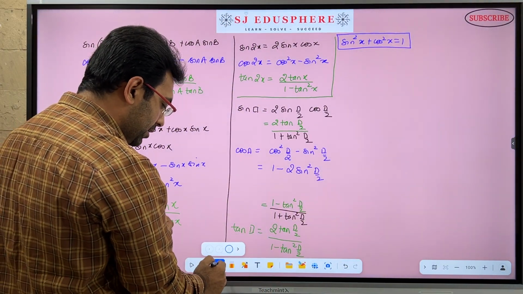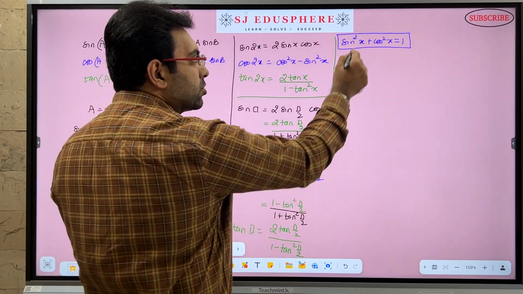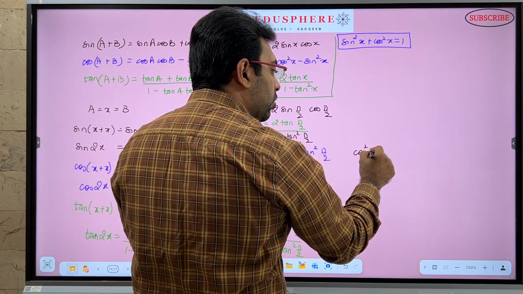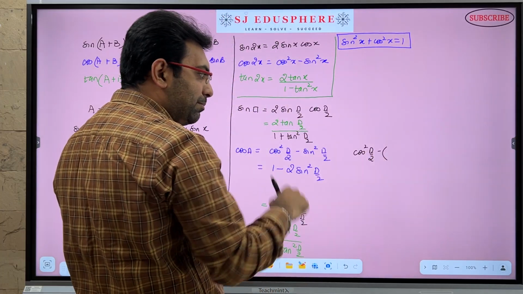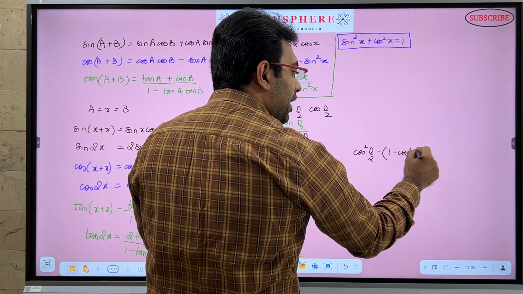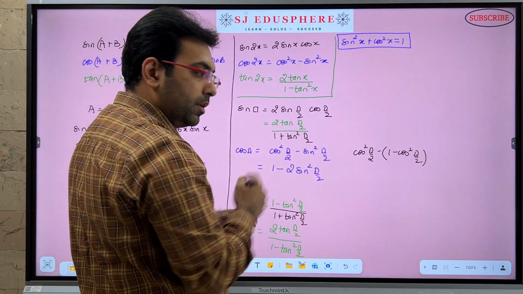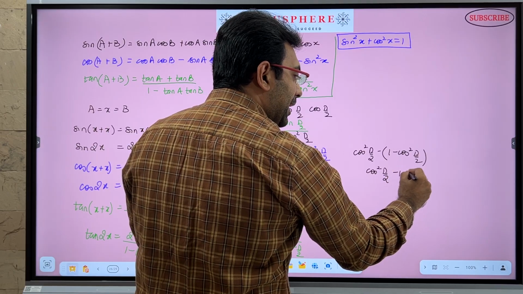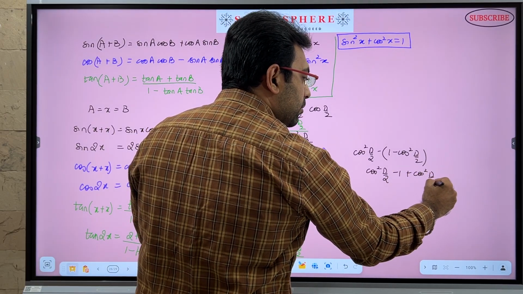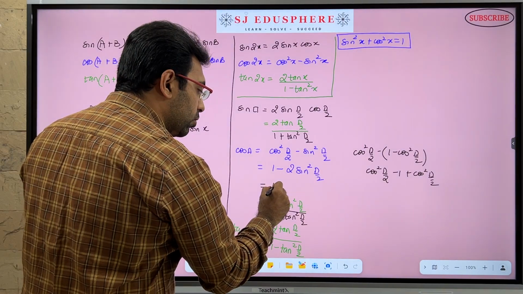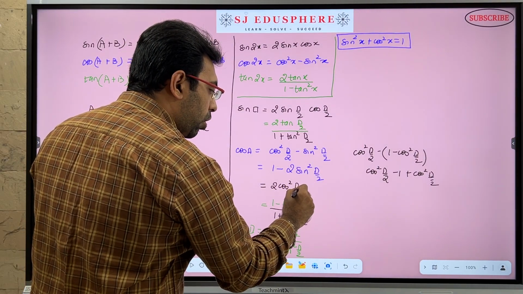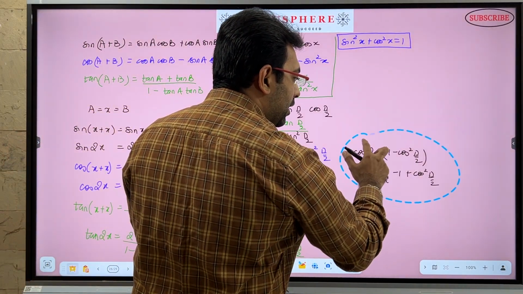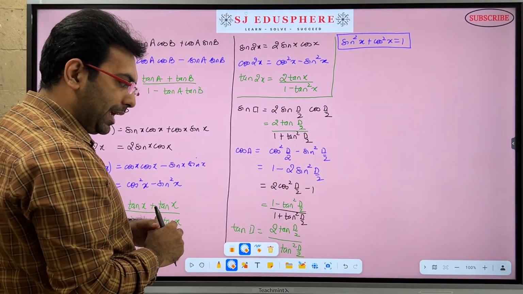Sin should not feel bad. Can I say sin square will be 1 minus cos square? So will I have over here cos square box by 2 in place of sin square? I have 1 minus cos square box by 2. On opening this, will this be cos square box by 2 minus 1 plus cos square box by 2? That leaves me over here with 2 cos square box by 2 minus 1. So that derives my formula for my half angle, double angle.